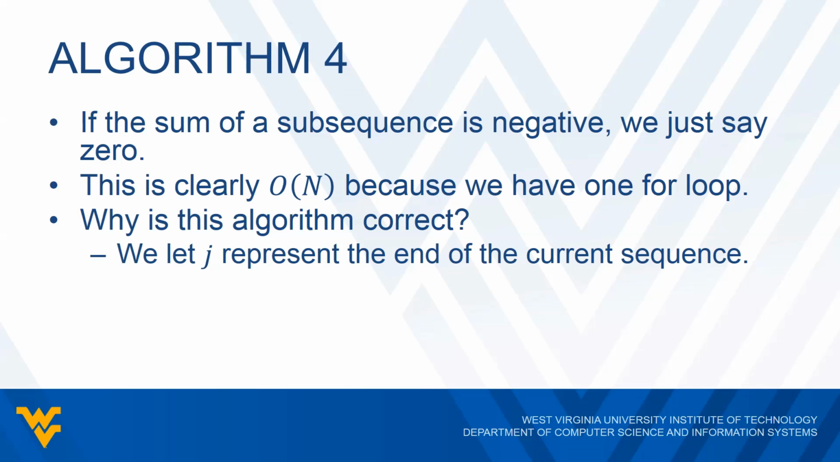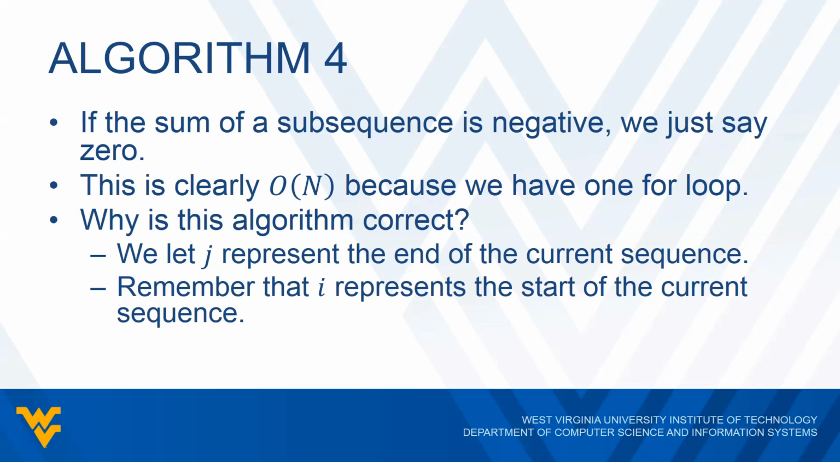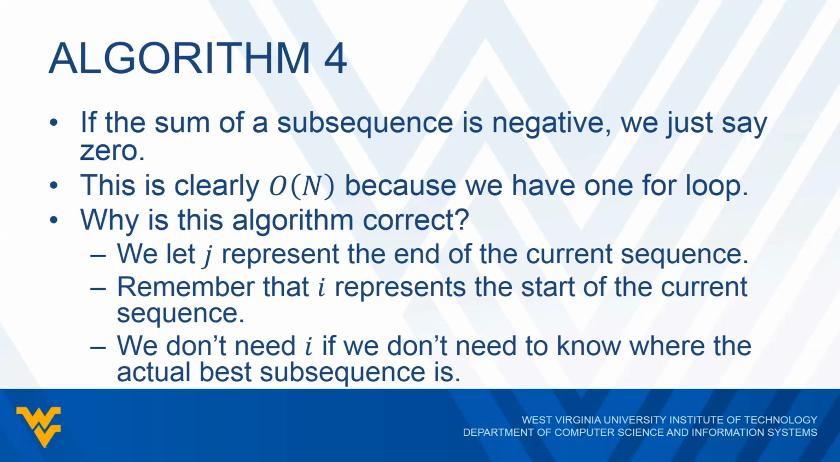We're going to let j represent the end of the current sequence. Remember, if we look at the code, we still have j in there. Remember, i represented the beginning of the current subsequence. And notice that i was not in the algorithm at all here, and that's because we don't need i, because we really don't need to know where the actual best subsequence is. We just need to know the sum of that subsequence. Since we don't need to know the exact subsequence, we don't need to know where it starts, so we don't really need i at all. But we still need j to indicate the end of the subsequence.